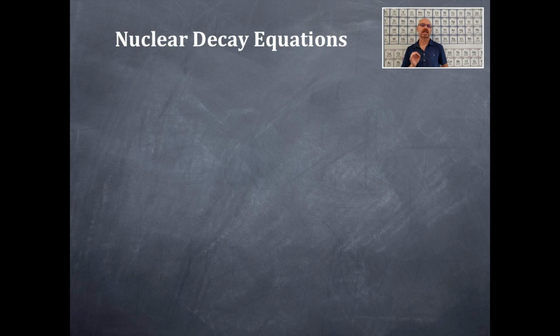So, nuclear decay equations. What I want you to do is review a couple of videos that I've done previously, talking about the types of nuclear decay or emission: alpha, beta, gamma, positron, etc. So take a look at those videos first. I also want you to pull out a periodic table, because you can't do these without having a periodic table. All right, so let's get started with the first one.